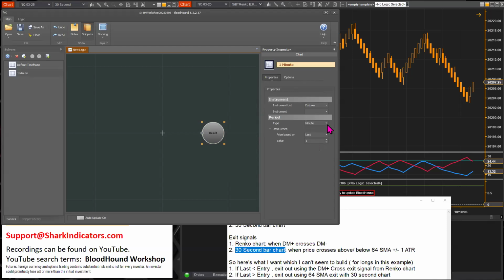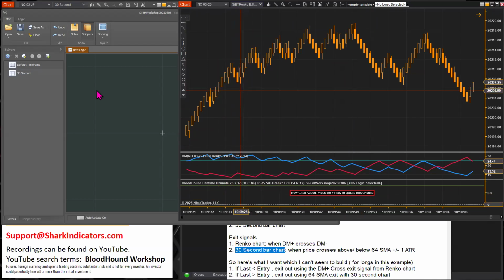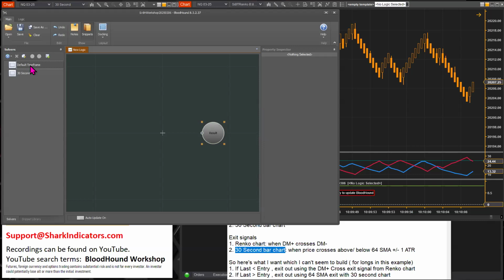There we go. Oh, no, seconds. There we go. And all right, 30 seconds is our default there. So now we have the two. The default time frame is the chart that Bloodhound's running on, right? So Bloodhound is running on this Renko chart. So that is what the default time frame is. It's the Renko chart here.